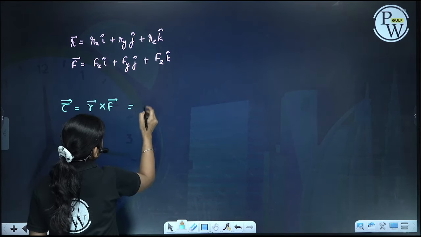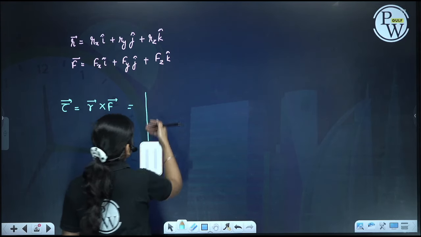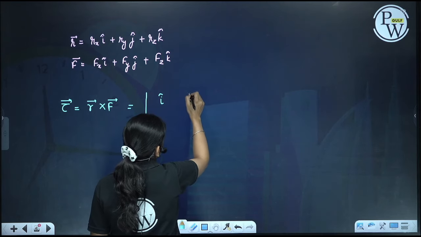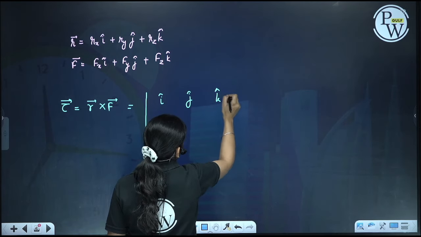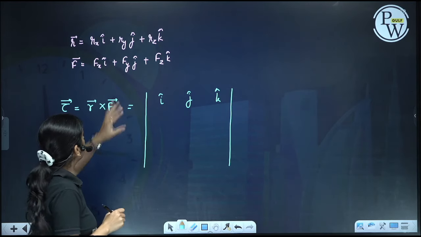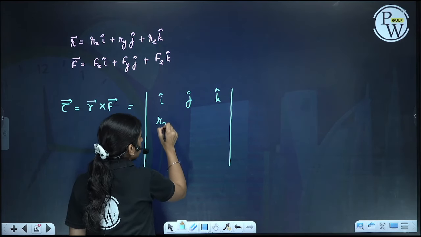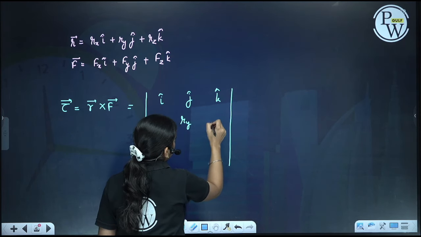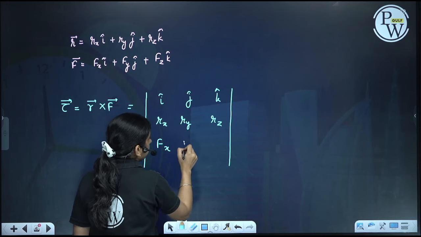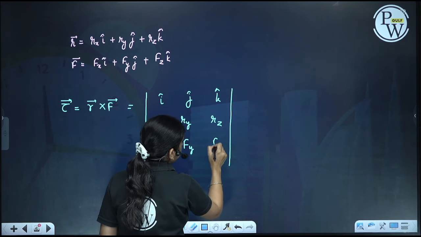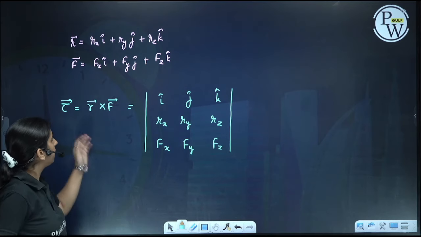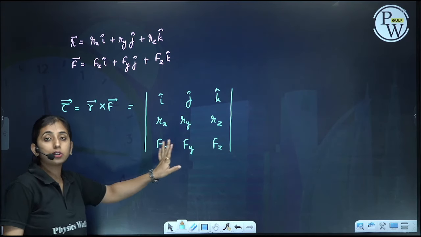How do we calculate the cross product of two vectors? We calculate the cross product of two vectors by the determinant rule. So write i, j, k, then R. The first vector is R, so write the components of R first: Rx, Ry, Rz. Then write the components of force: Fx, Fy, Fz. So this will be my R cross F.